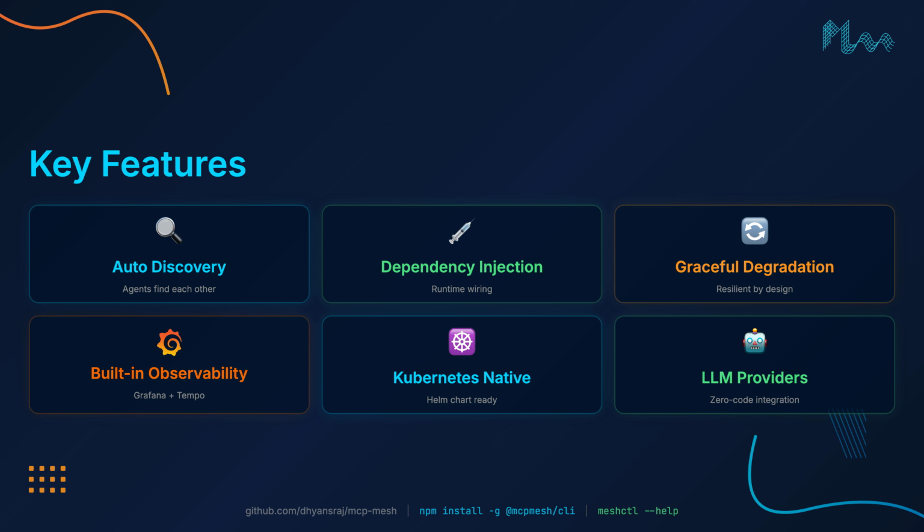Kubernetes native support means you deploy with standard Helm charts. No custom operators, no complex configurations. And LLM provider integration. This is where we went all in. It's not just zero-code access to Claude, GPT, and other models.